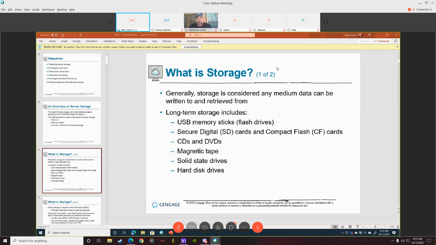So the question is, for long-term storage types, we use, for example, USB memory sticks. These are flash drives. In the old days, we used to use a floppy. Now we use a flash drive, which is a memory stick.